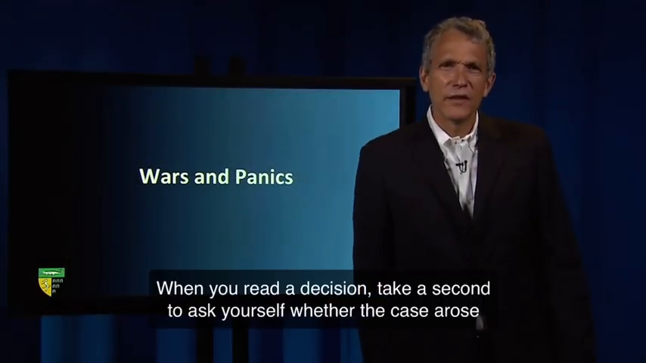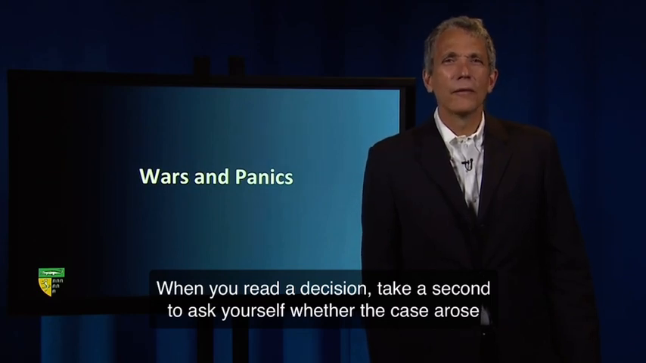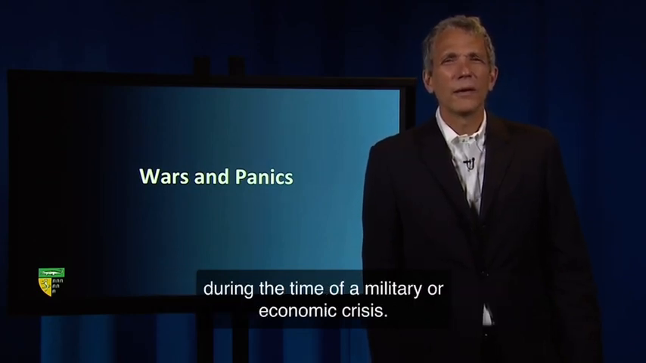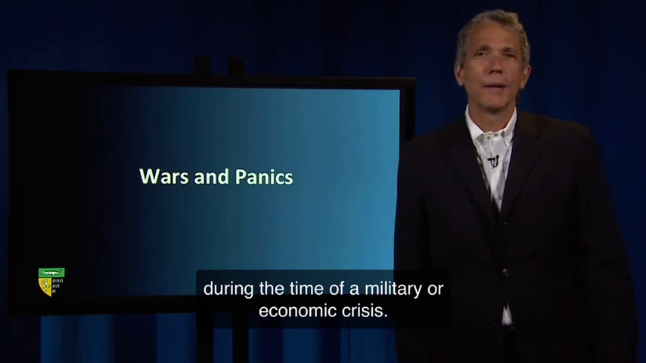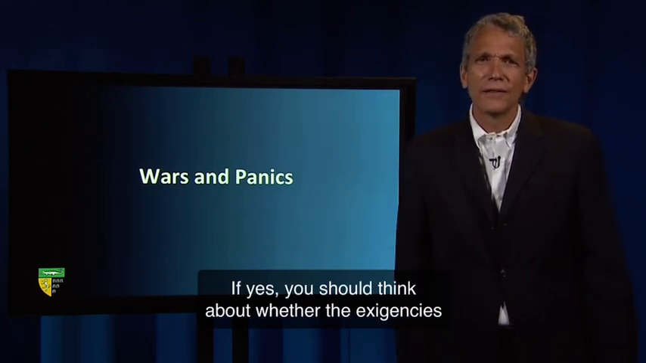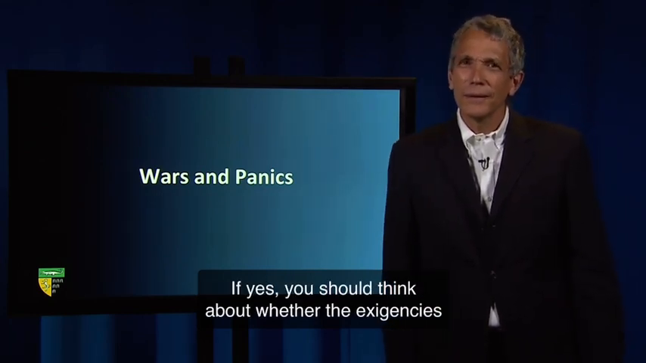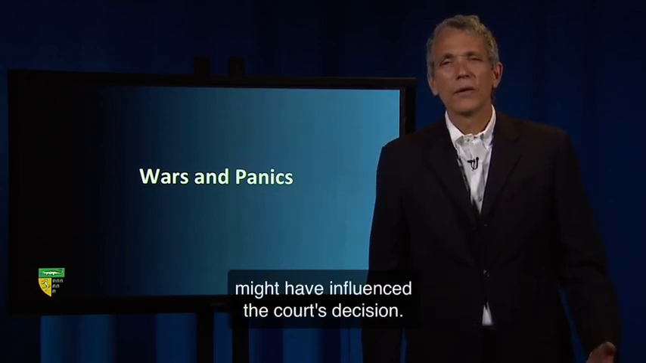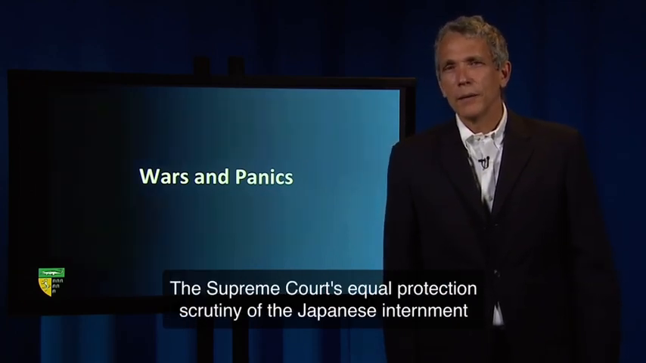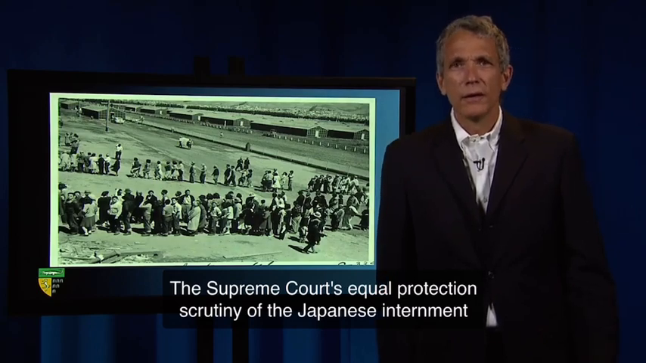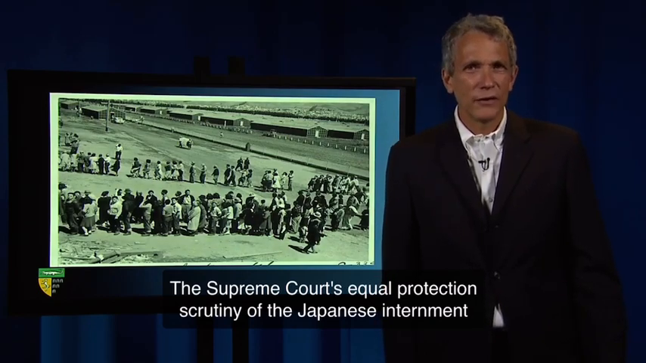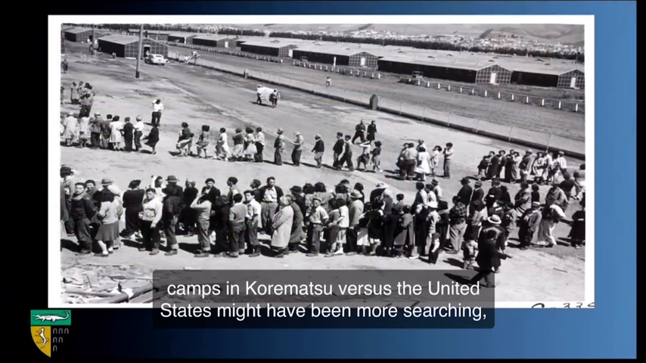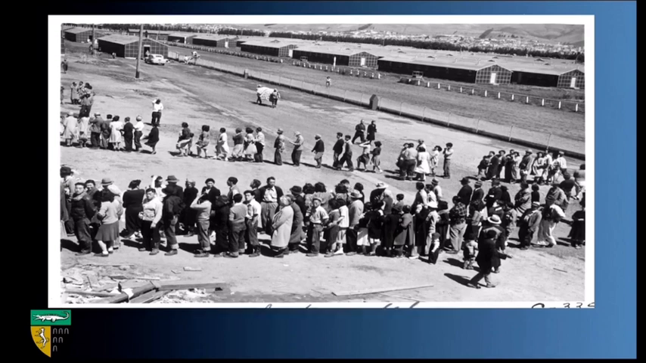When you read a decision, take a second to ask yourself whether the case arose during the time of a military or economic crisis. If yes, you should think about whether the exigencies might have influenced the court's decision. The Supreme Court's equal protection scrutiny of the Japanese internment camps in Korematsu versus the United States might have been more searching if the country were not at war.